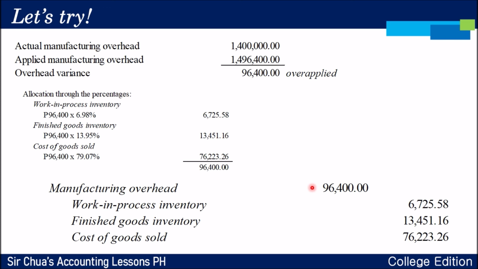na 96,400, and then you credit na po tigi-tigisa dun sa mga account balances, which is credit work in process inventory of 6,725.58, finished goods inventory of 13,451.16, and cost of goods sold of 76,223.26. So, hindi na lang po siya diretso sa cost of goods sold. Affected na po lahat ng account balances na may lamang overhead. That will be your adjusting and closing entry, closing entry to close your manufacturing overhead. Pag material po, damay na po lahat ng account title na may lamang overhead.